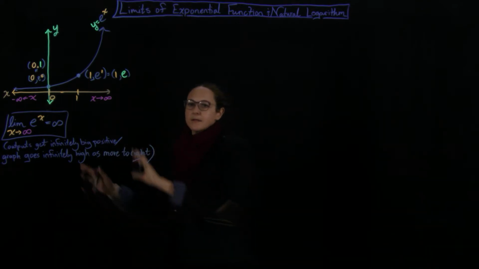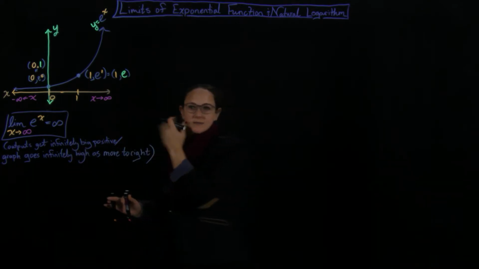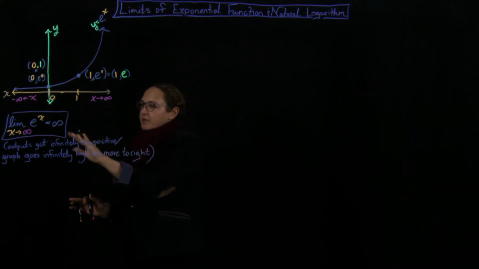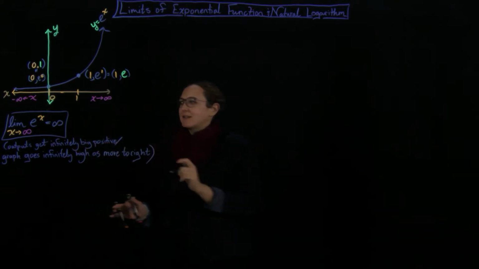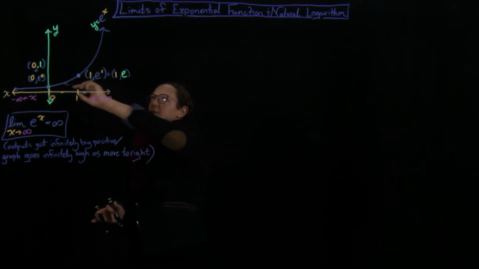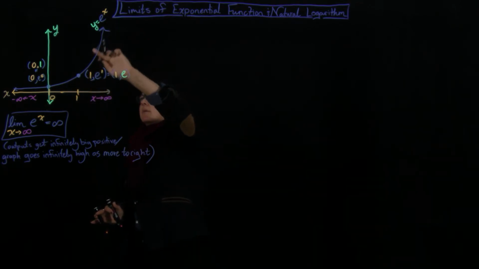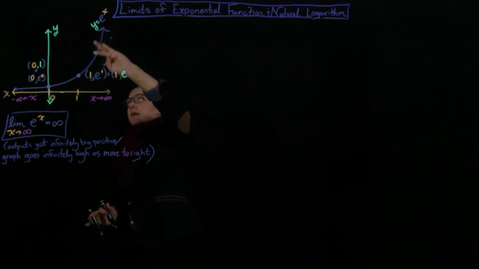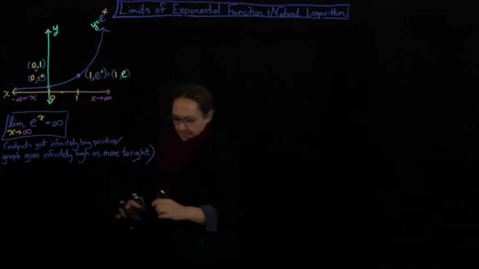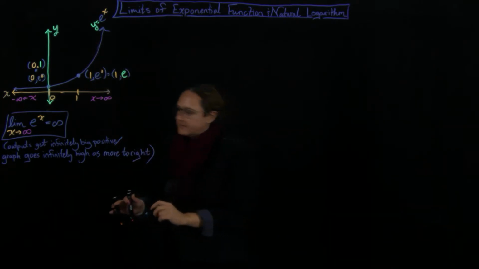Okay, so that's kind of going on with this one. Why is this true? The outputs are getting infinitely big positive, or we kind of look at the graph, and as I move to the right, it goes infinitely far up, right? This is the output getting infinitely big.